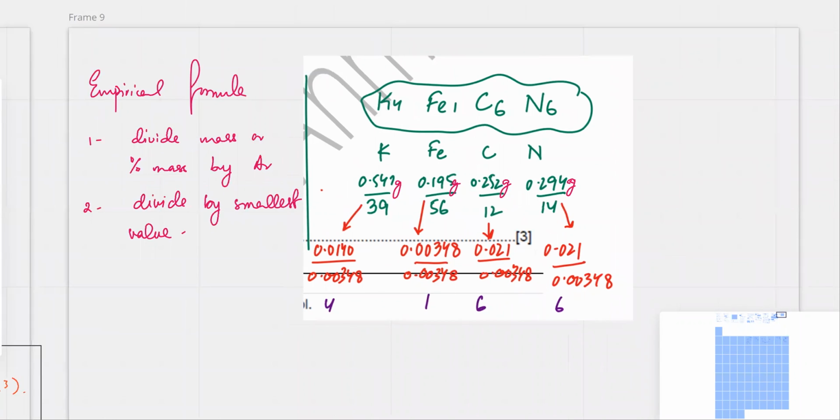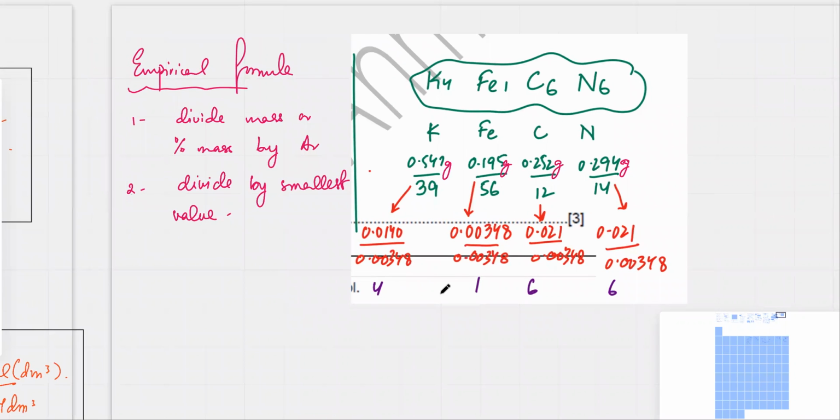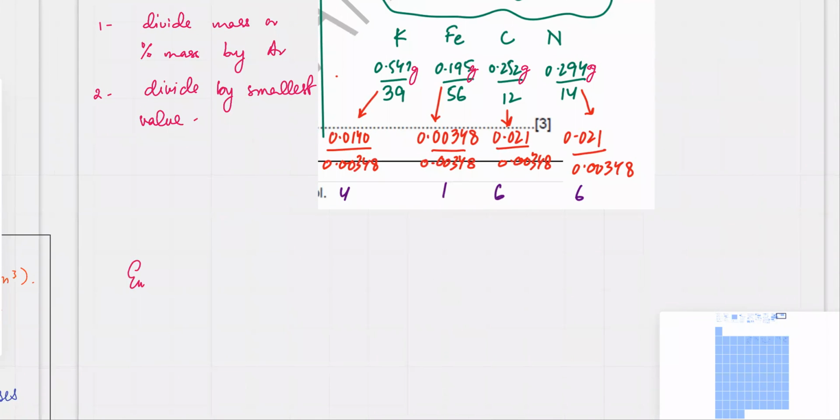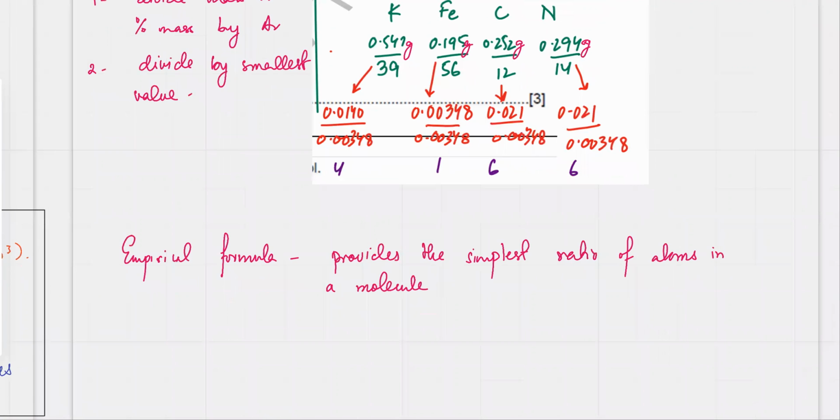And in most cases, it will come out to be a whole number ratio. And a few things about empirical formulas. What information does the empirical formula tell you? It gives you the simplest ratio of atoms in a molecule. So for example, it won't give you the actual formula. If glucose is C6H12O6, then with the empirical formula method what you'll get is the simplest ratio, C1, H2 and O1. You wouldn't get the original formula.